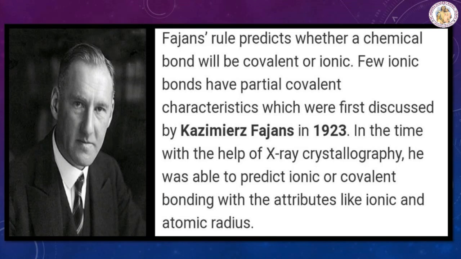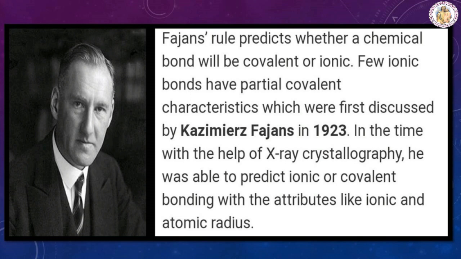As we know, a metal combines with a non-metal through an ionic bond. The compounds so formed are called ionic compounds. A compound is said to be ionic when the charges of the cation and anion are completely separated. Fajan's rule predicts whether a chemical bond will be covalent or ionic. Few ionic bonds have partial covalent characteristics, which were first discussed by Kazimierz Fajans in 1923.